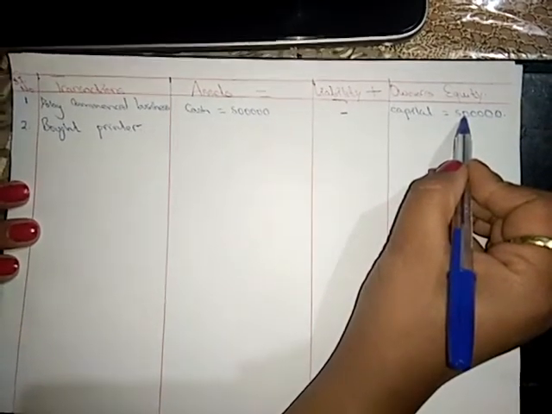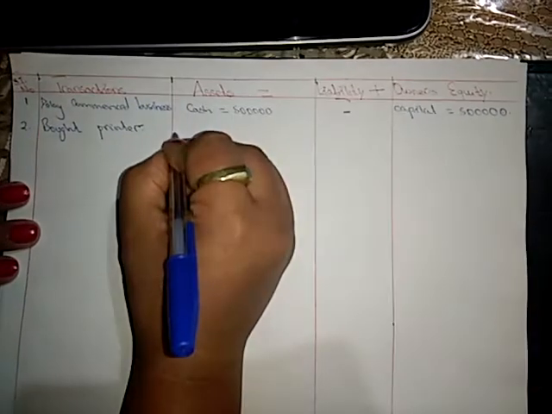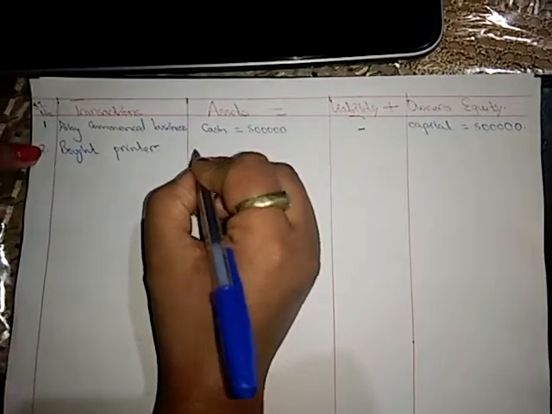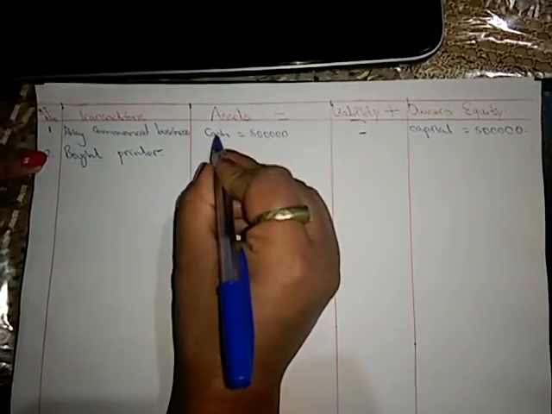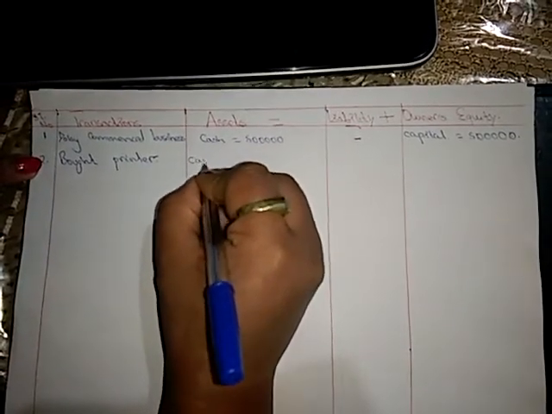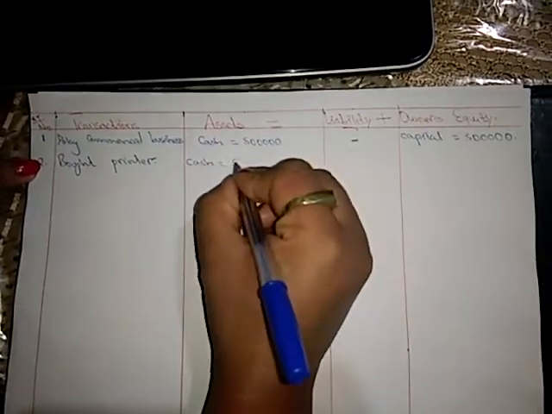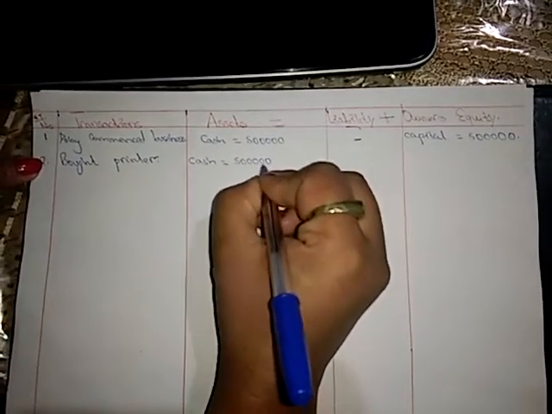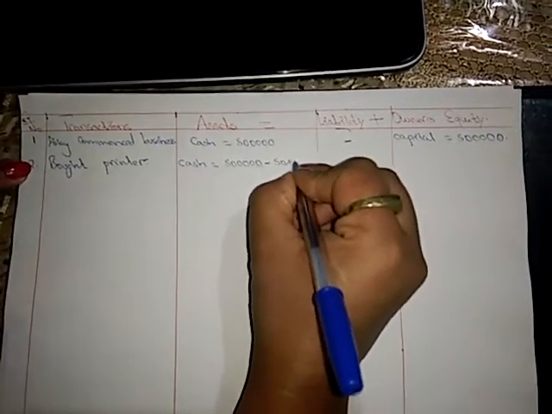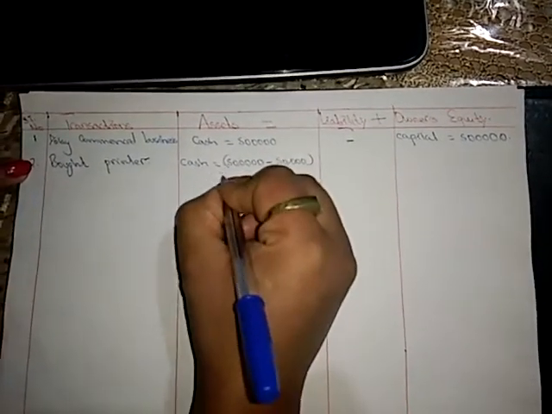Okay, so here you have to write, before you write the resources of transaction number 2, always remember you have to bring the resources of transaction number 1. So you will write here cash. You have 5 lakhs in the business. So from 5 lakhs you bought a printer worth 50,000. So here cash reduces. By how much? By 50,000.